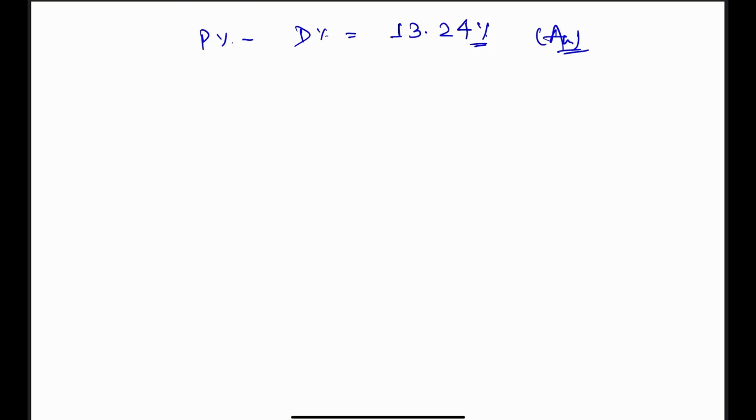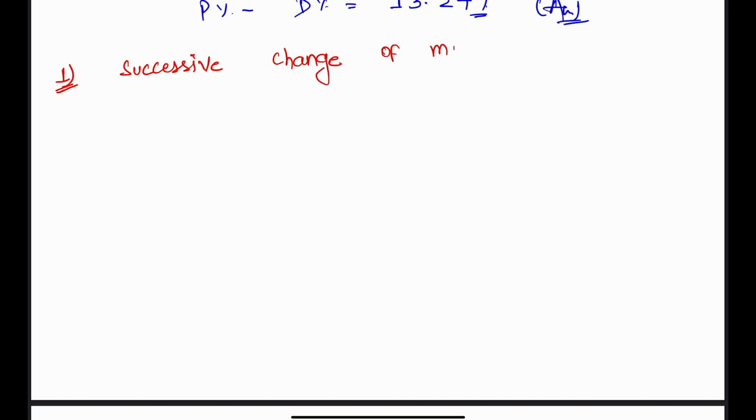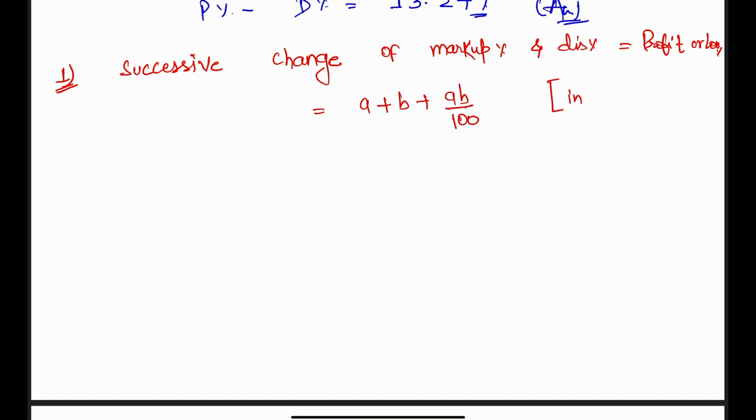So till now what we have discussed, let's just write it. First one being, the important one is successive change of markup percent and discount is equal to profit or loss percentage. And then, if it's in the percentage terms, we find a formula also: a plus b plus ab by 100 when it's in percentage.